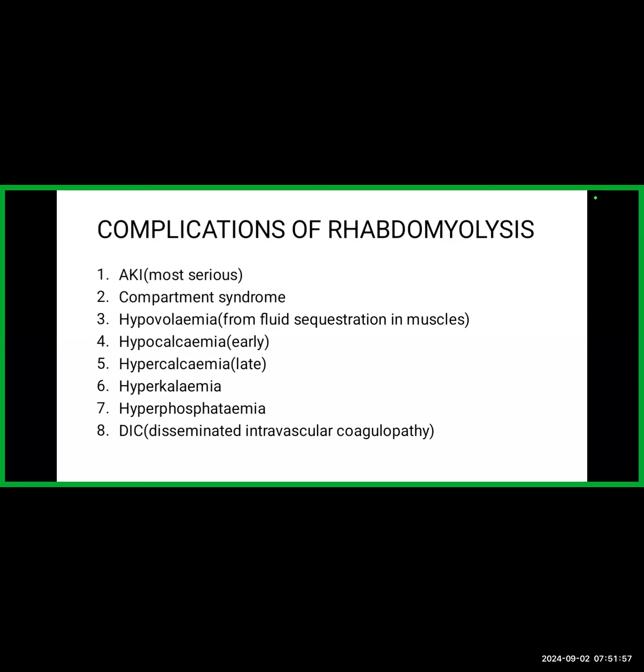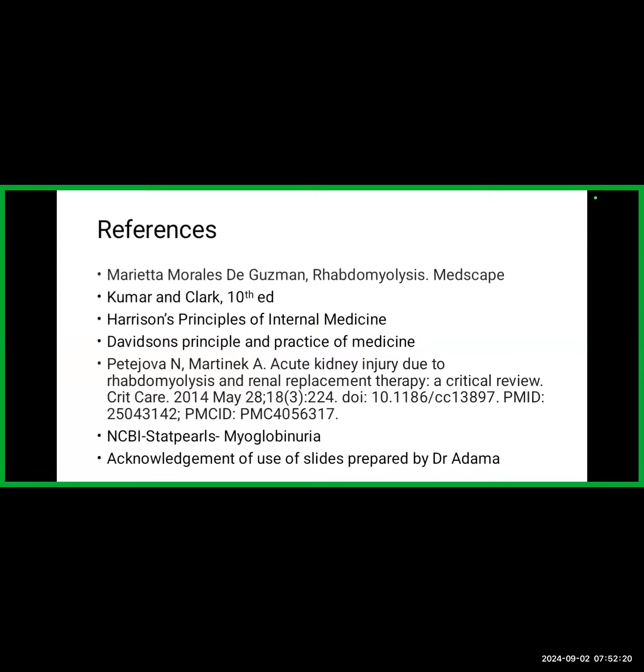And then you can have early hypocalcemia, and then subsequently, when all the pumps fail, there's efflux of calcium into the serum, and then you develop hypercalcemia. Hyperkalemia is also a complication. Hyperphosphatemia is also a complication. And then the disseminated intravascular coagulopathy is also a complication. So I think that brings us to the end of it. These are my references. Thank you very much.